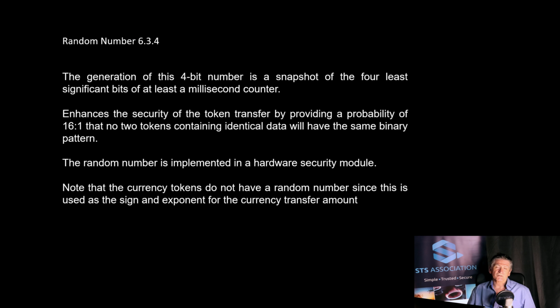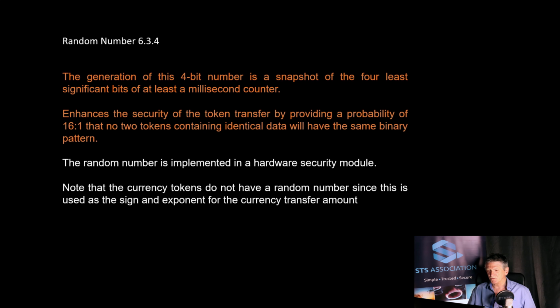Let's talk a little bit about the random number that keeps appearing in all of these tokens. That's in section 6.3.4. The generation of this 4-bit number is a snapshot of the 4 least significant bits of at least a 1 millisecond counter. This is done internally in the security module. You have no control over this at all.